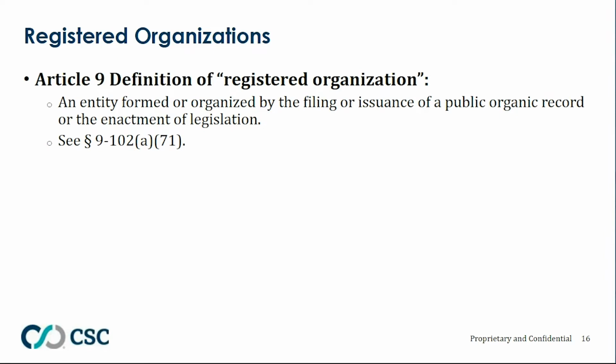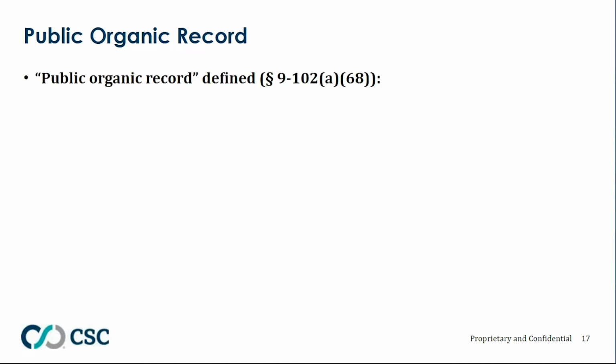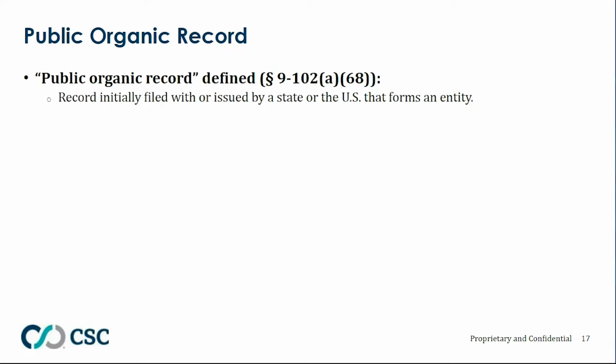Now, under Article 9, a registered organization name is sufficient only if the financing statement provides the name stated to be the name of the organization on the public organic record most recently filed with, issued by, or enacted by a jurisdiction. So the public organic record is a critical piece of this because that's the statutory source of the debtor name. This also is a defined term under Article 9, and it means the record initially filed with or issued by a state or the U.S. to form an entity.